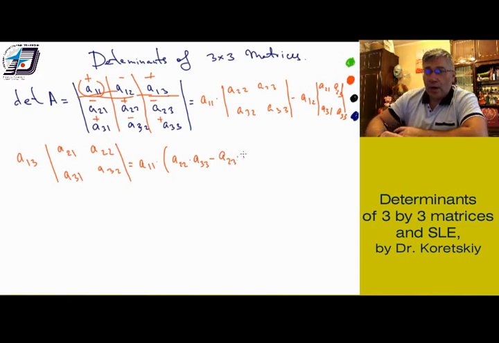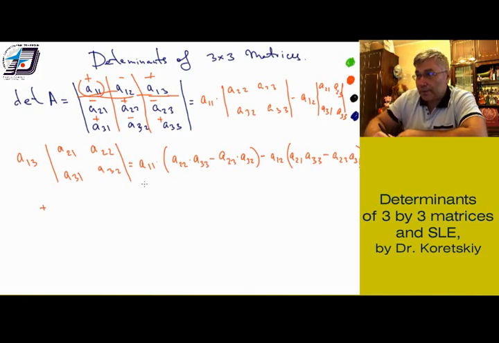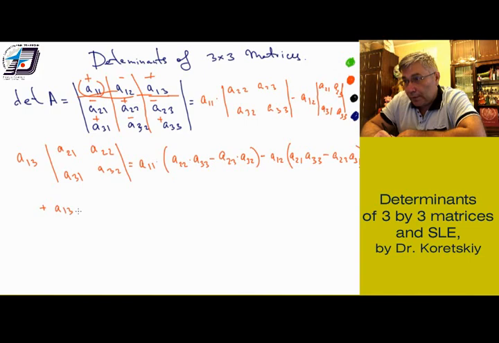Now I'm ready to calculate the determinant of the matrix A, and it is A11 times the 2 by 2 determinant. We have to take the first two elements with sign plus along the main, or principal, or leading diagonal, and they are A22 times A33 minus A23 times A32.